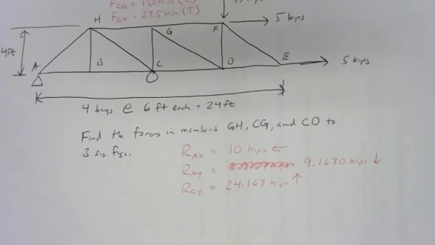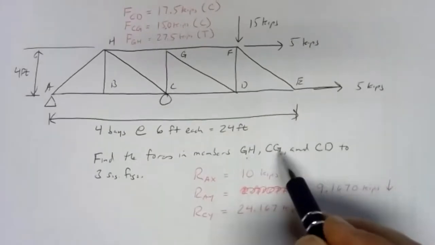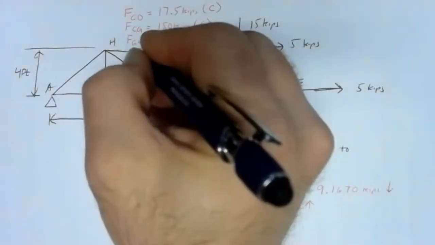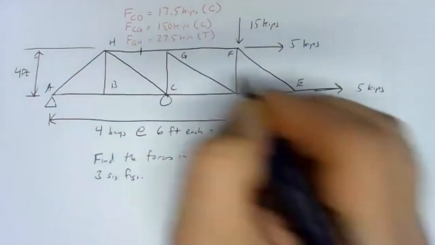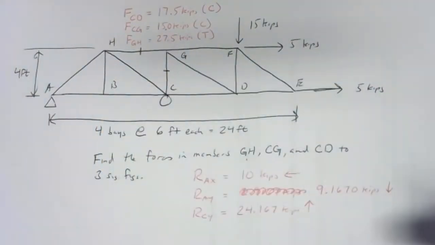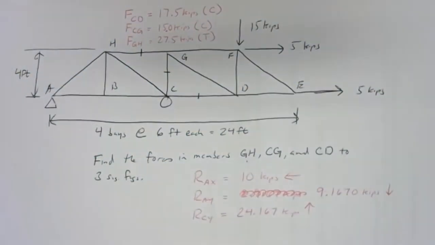But now we get to the real meat of the problem, and that's doing the method of sections. Now, first we check which members we need. We need GH, CG, and CD. Well, GH is right here. CG is right there. And CD is right there. So those are the 3 members that we want to get.